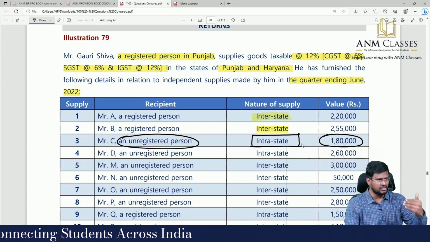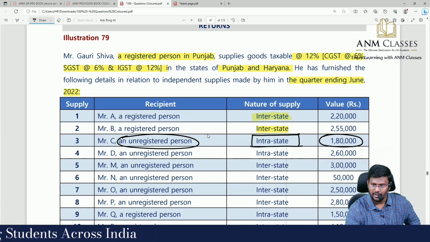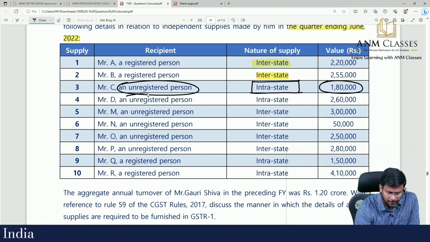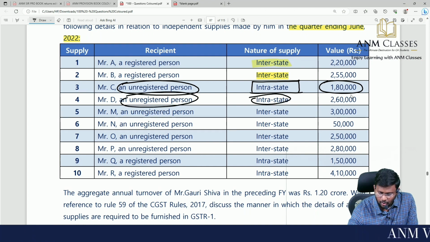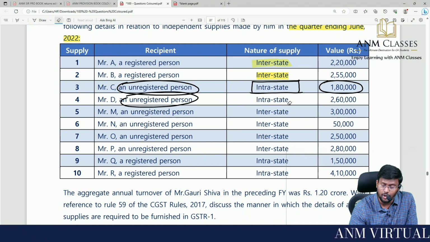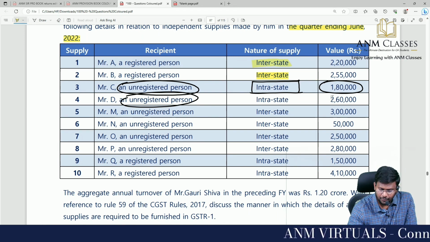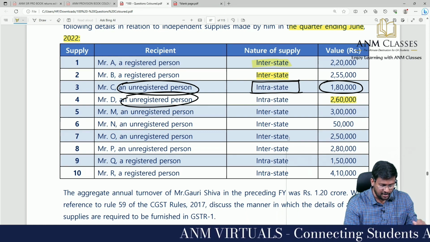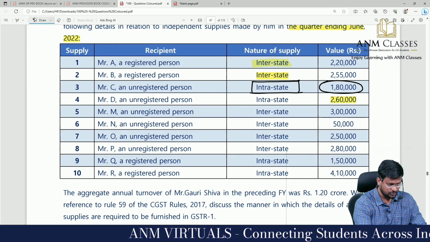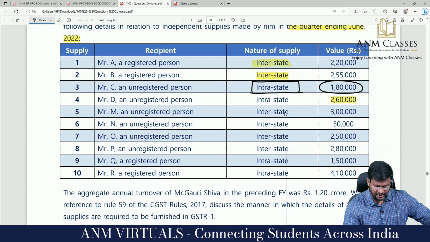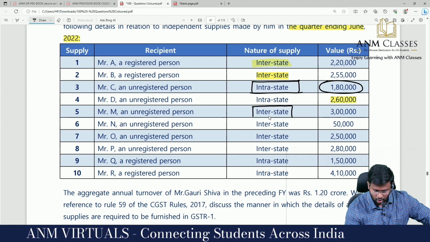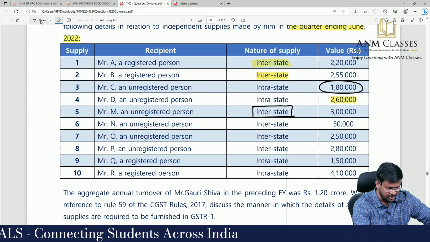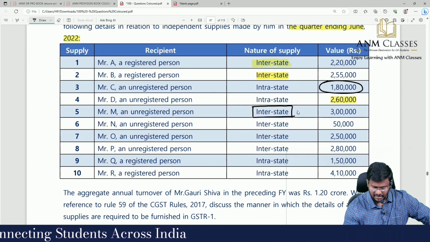So multiple conditions are there. Unregistered person, intrastate supply, value is 1 lakh. Unregistered person, intrastate supply, value which is more than 2,50,000. Okay, that is a cut-off. I will explain. Mr. M, an unregistered person in a state, interstate. This is interstate, not intrastate. Correct? Even though they are unregistered persons, this is interstate.